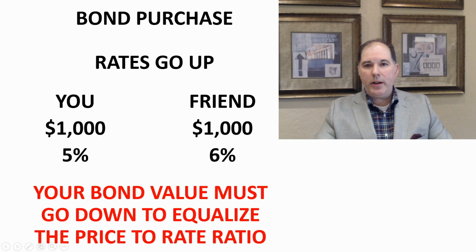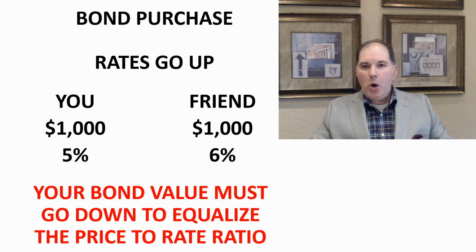Let's say that you go out and you buy a bond for $1,000. And when you purchase that bond, you are going to get a 5% interest rate. Now, about a month later, that same bond is available at $1,000, but this time it pays a 6% rate of interest, and your friend buys it at that time. Now, your interest rate is not going to go up to 6%. Your interest rate is locked in at 5%.